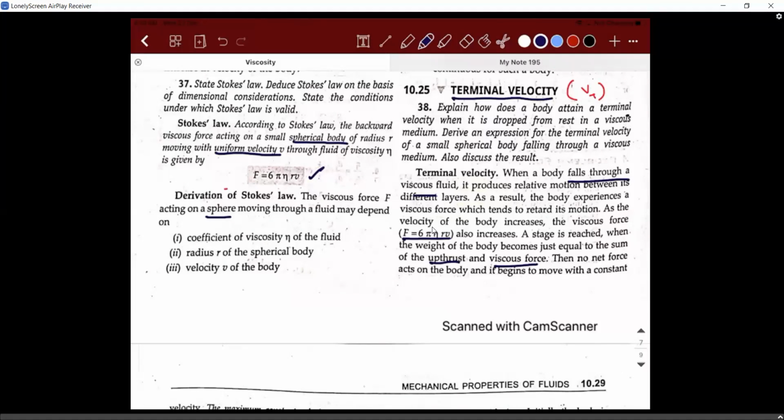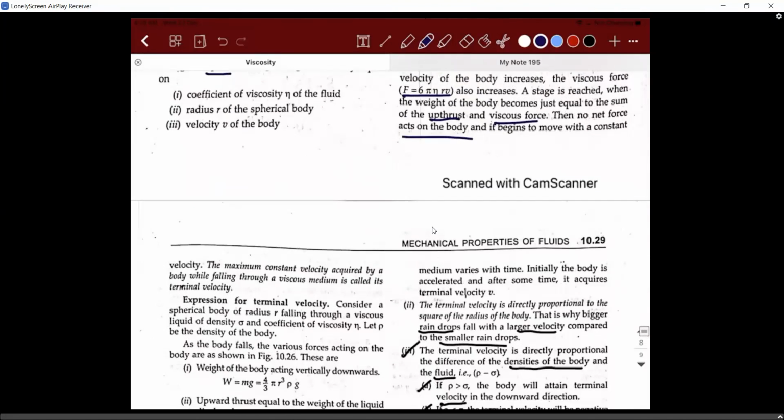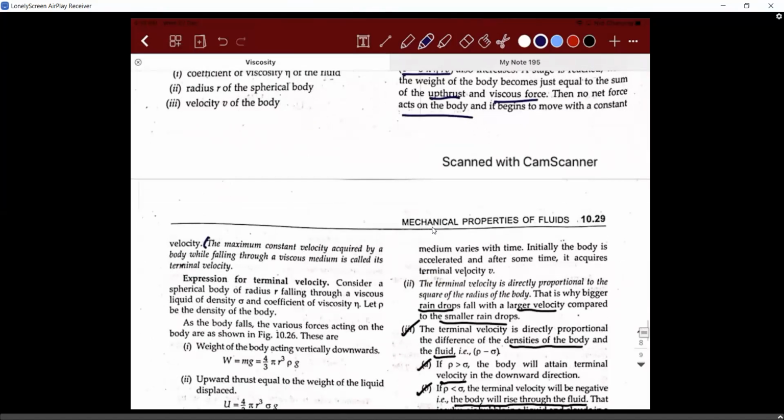So then what we can conclude is that there is no net force acting on the body, and it starts moving with a constant velocity. That constant velocity is what we technically call terminal velocity. Are we clear? Right? So now let's define it. So what is happening?